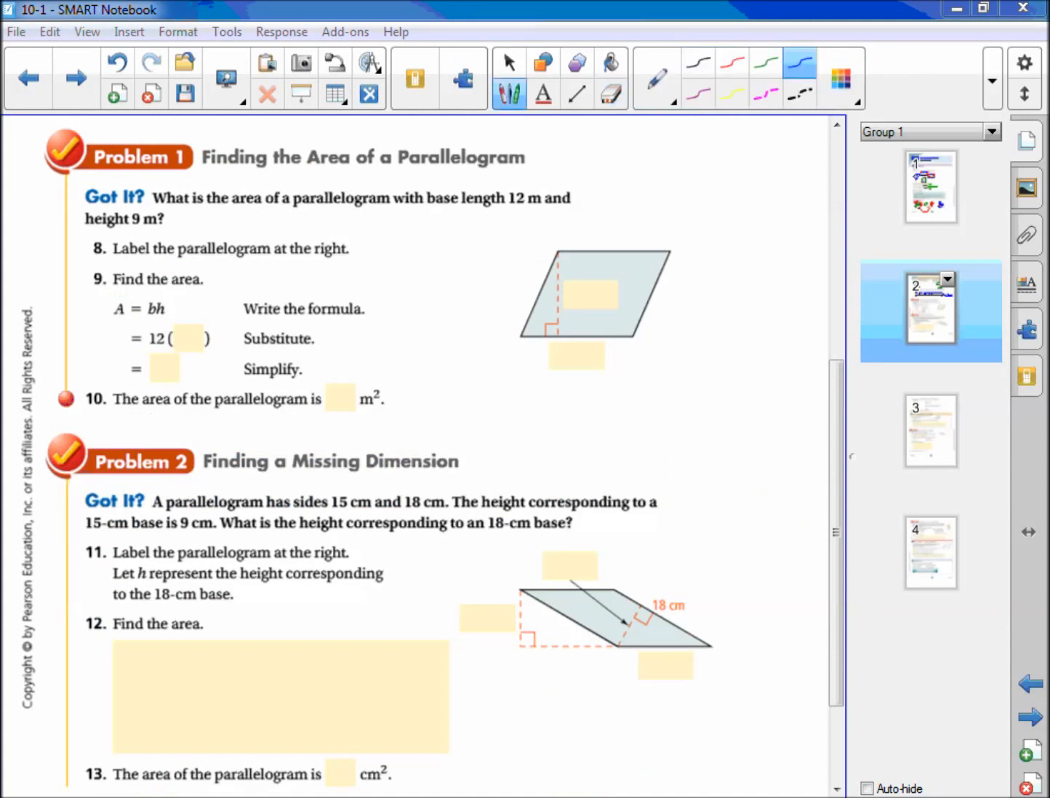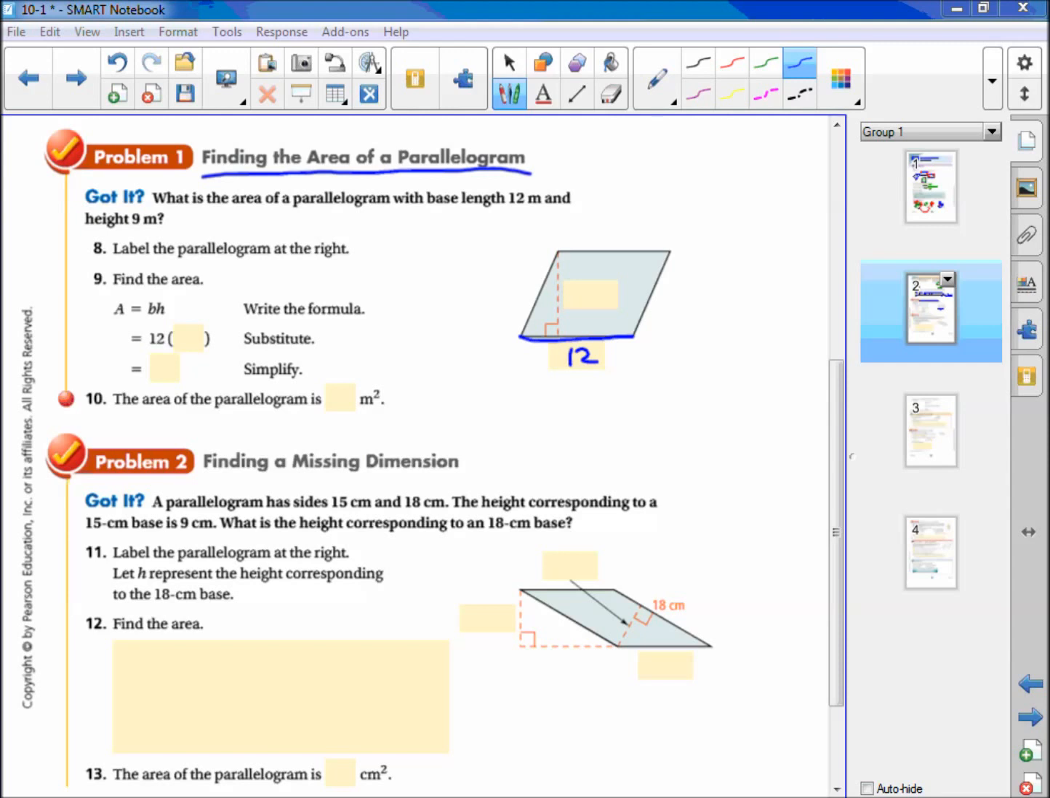Okay, on problem 1, we have finding the area of a parallelogram. And it says, what is the area of a parallelogram that has base 12 meters and height 9 meters? So first off, we have to label the parallelogram at the right. So a base is always one of the sides of the parallelogram. It doesn't matter which side. In this case, we have to use the bottom because it corresponds with the height that's drawn through the middle. So we're going to put 12 here.